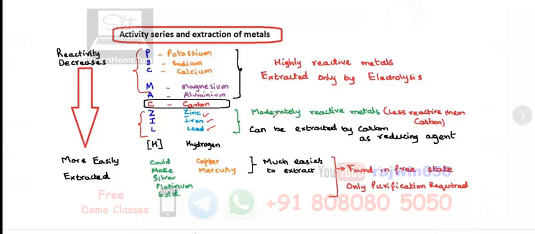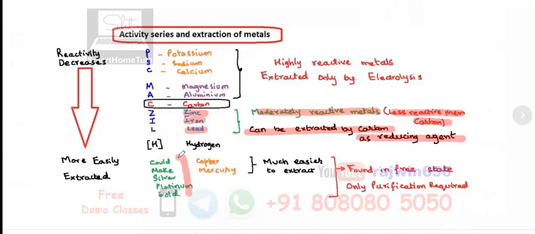Remember here carbon is acting as a reducing agent. It means it is going to help in removal of oxygen from those metals. Okay, so these elements which are there, zinc, iron and lead, they are moderately reactive metals. They will be less reactive than carbon. They can be extracted by carbon as a reducing agent.